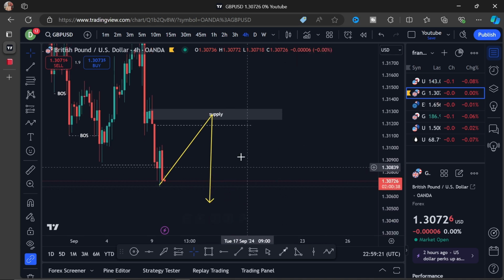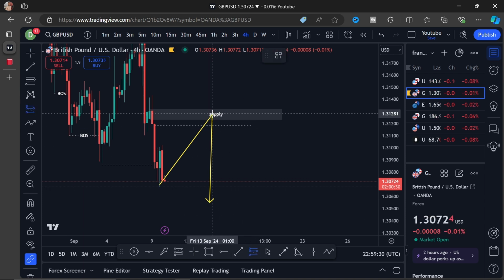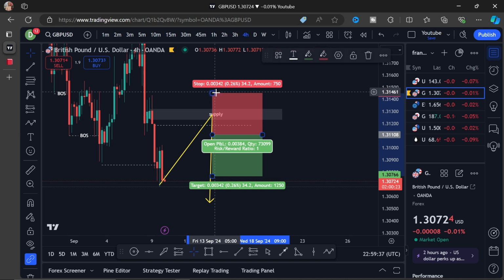Now, your entry point must be after the market comes into this area here. That doesn't mean you take your trade. You need to wait for the market to give you, for example, if you want to take a sell trade from a supply level, a bearish close outside the level. So you need to get a bearish close.